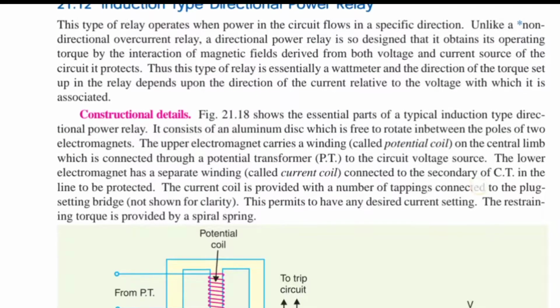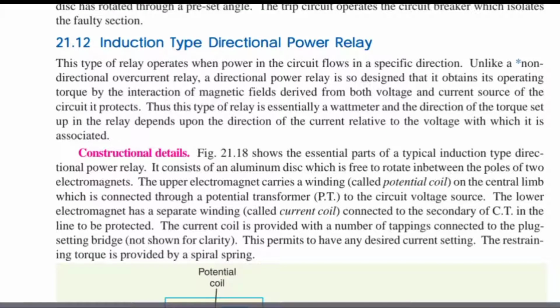This type of relay operates when power flows in a specific direction only. It is similar to a non-directional relay, but it will operate only when power flows in a specific direction. A directional power relay is designed so that it obtains its torque by interaction of magnetic fields derived from voltage and current. You know how an induction type energy meter works. Similarly, in induction type relays, the shunt magnet and series magnet are excited from different sources.